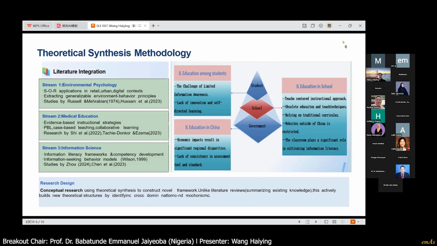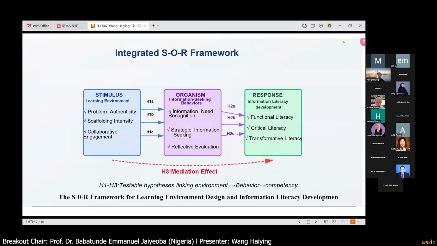We focus on the school aspect because in information literacy most of the research focuses on the students' ability, but we focus on the school. We focus on the policymaker: how to decide on an environment in the university for students to learn, to give students an environment to develop their information literacy. Now let me show how these pieces come together.